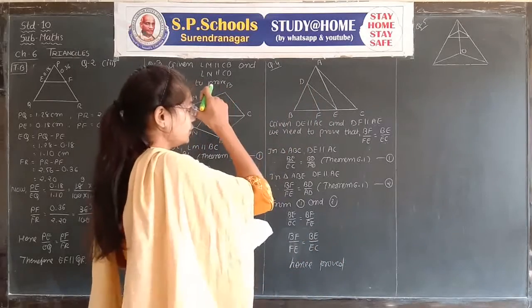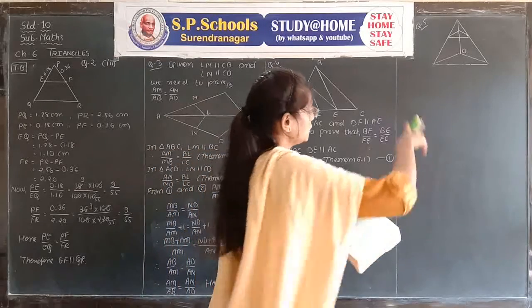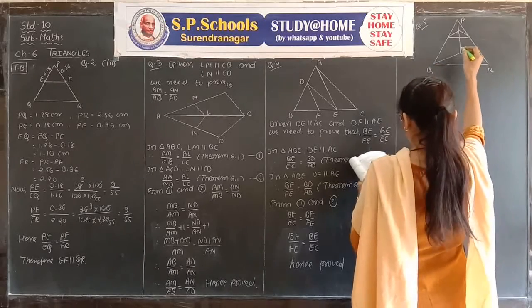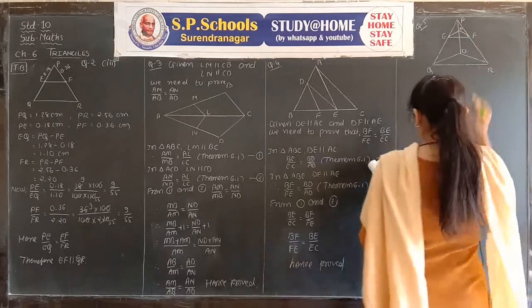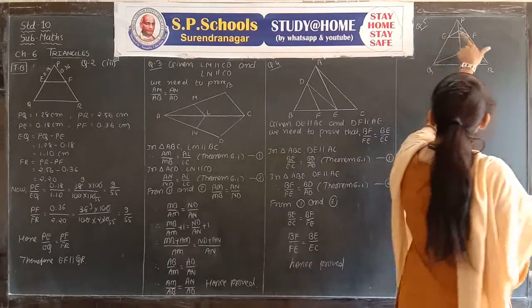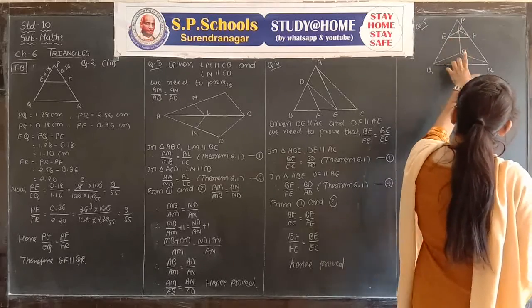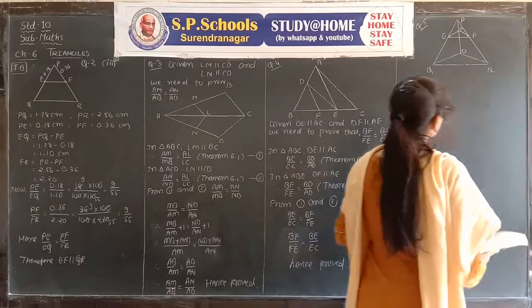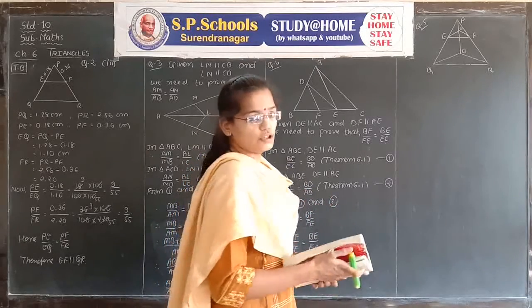Now see the next, the fifth question. In figure 6.20, this figure is given with P, Q, R, and here E, D and F. In figure 6.20, DE is parallel to OQ and DF is parallel to OR. Show that EF is parallel to QR. To prove EF is parallel to QR, here we are using Theorem 6.2.